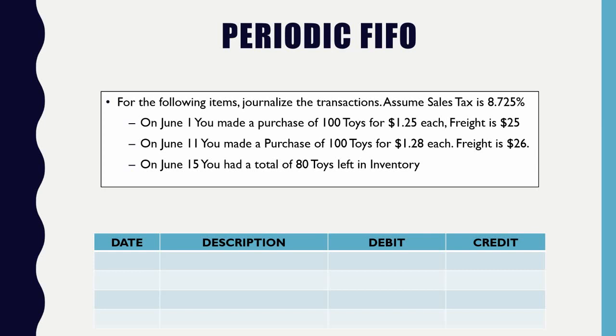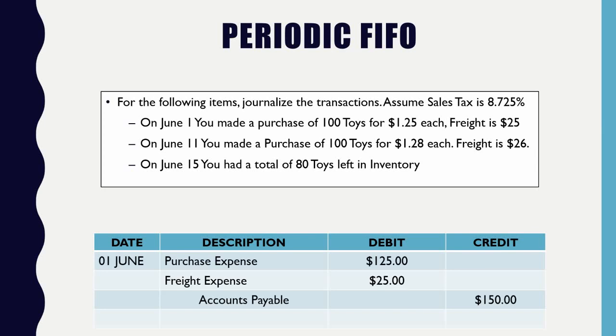Okay, so here we're going to take a look at an example. This is what we learned Monday, where we take a look at the problem, which is right here: on June 1st, you made a purchase of 100 toys for $1.25 with the freight costing you $25. We need to be able to journalize it first so our books have a record of making this purchase.